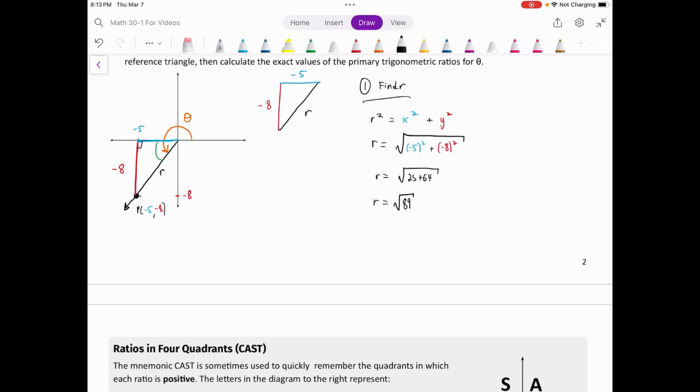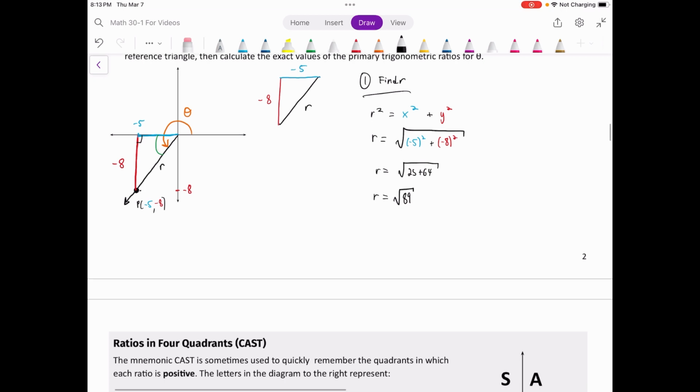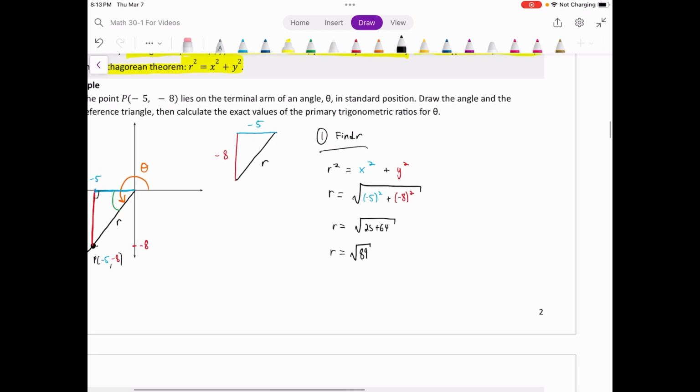So root 89 is a perfectly valid number. It's actually the best way to represent this because it's not rounded. So I'll leave it as root 89. Now we can actually find the trig ratios, the primary trig ratios: sine, cos, and tan.